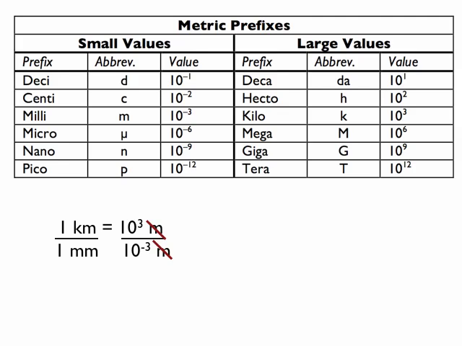Using the rule for dividing powers of 10, 10 to the third divided by 10 to the minus 3 is 10 to the 3 minus negative 3. Minus a negative is the same as adding, so the answer is 10 to the 6th. In other words, 1 kilometer is 10 to the 6th, or 1 million times as large as 1 millimeter. We can also write this fact as 1 kilometer equals 1 million millimeters.